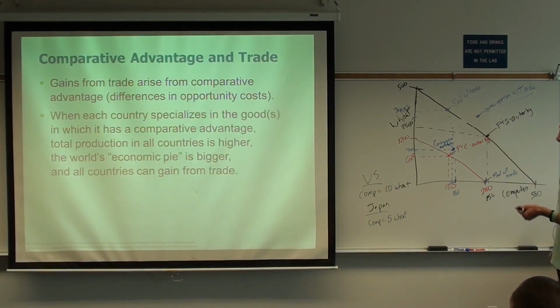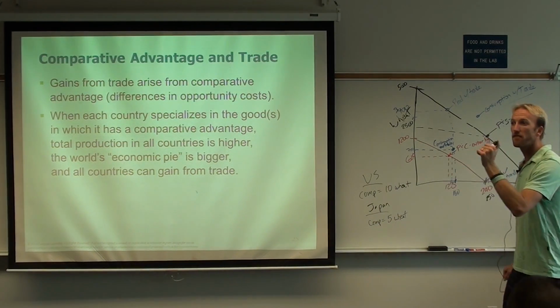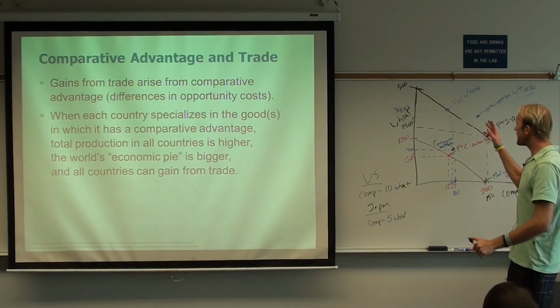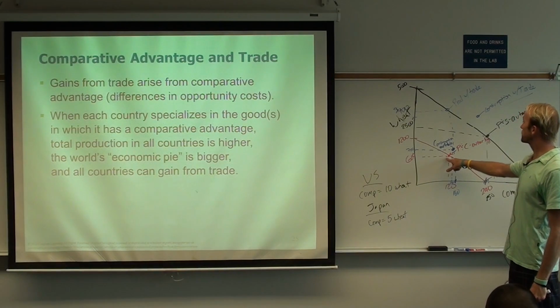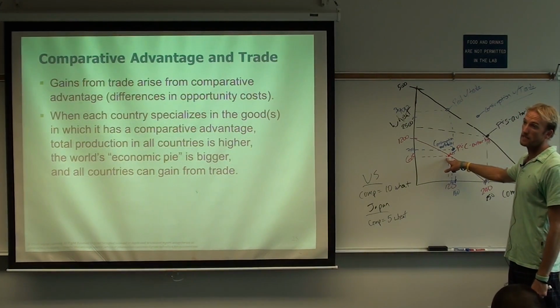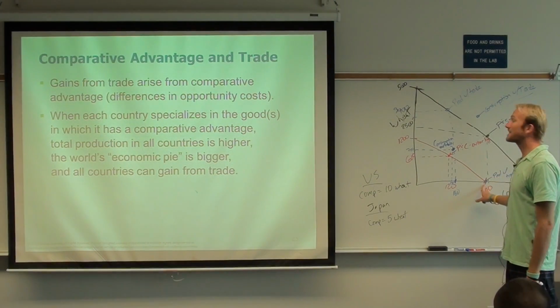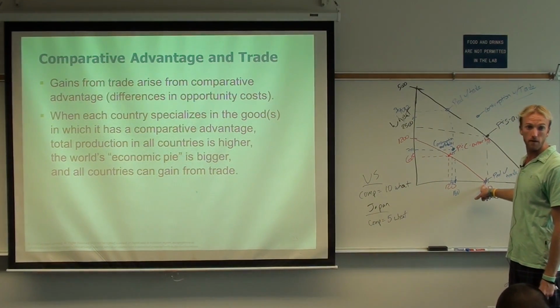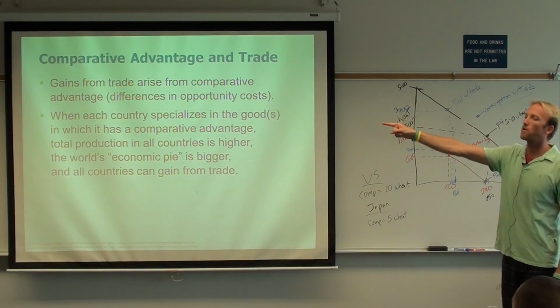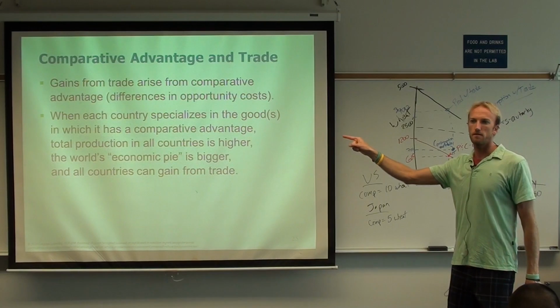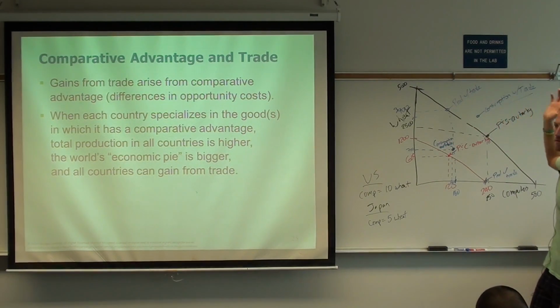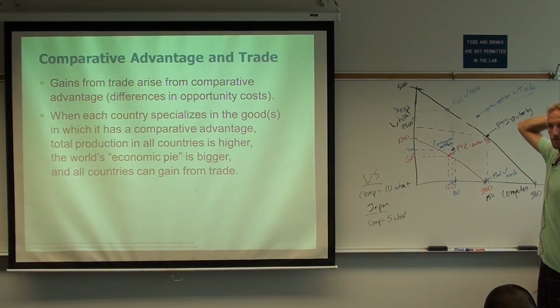So these gains come from the fact that we switched from the autarky solution where Japan was not specializing in computers to specializing in the thing where it's cheapest for it to do, and that's why the gains happened. Meaning that's why both are better off. Okay.